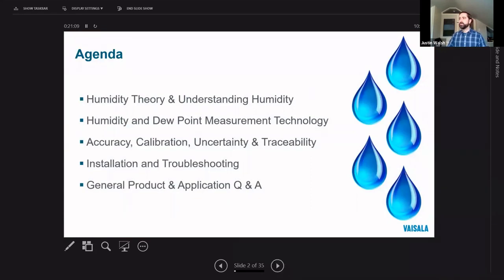I'll begin the presentation with the basics of humidity and how it behaves and how we can relate to it. Then we'll look at the different ways we can measure and quantify humidity. Next, we'll cover some important aspects of calibration. And lastly, we'll cover some installation best practices and common pitfalls that we've seen in our experience.